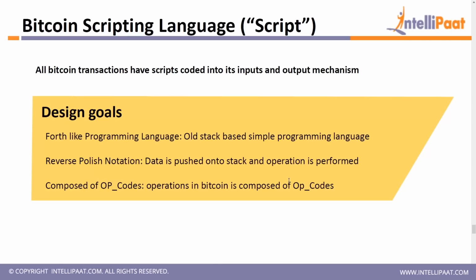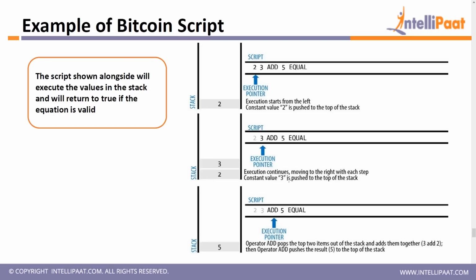The design goals: a Forth-like, stack-based simple programming language that uses reverse Polish notation. Data is pushed onto the stack and an operation is performed. It is composed of opcodes, or operation codes, that help decide the results. You can see an example of a Bitcoin script on the screen.